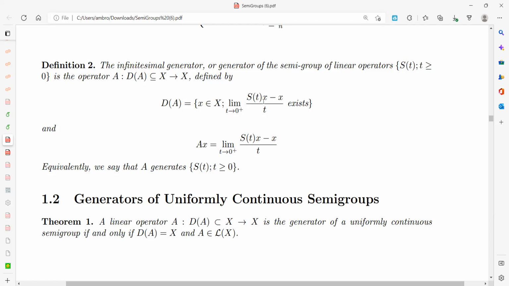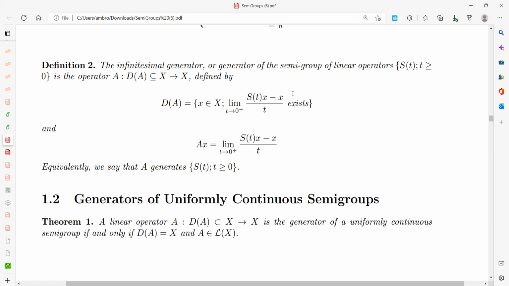If you had a function from R to R, and the right hand side derivative, the right derivative of this function. So the points X where this limit exists is the domain of A, which we denote by D of A. And subsequently, you will have that A of X is this limit. So we also say that in this case, A generates S of T. So this is a general definition for the infinitesimal generator of a semigroup.